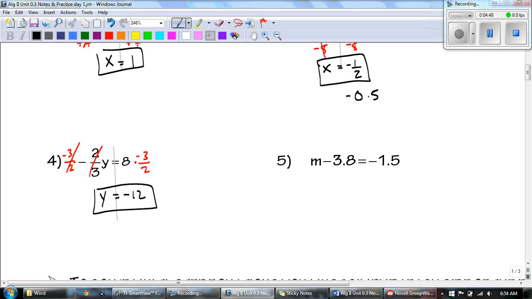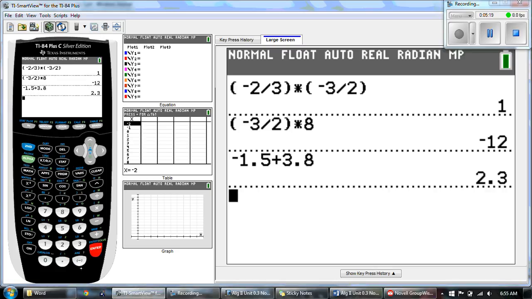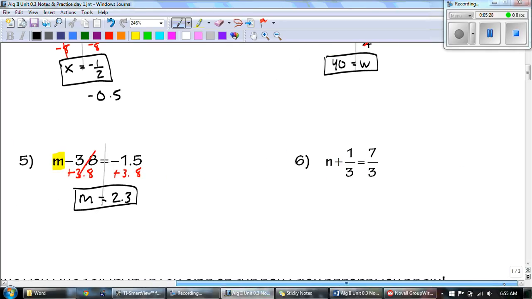All right, number 5. Just because there are fractions in there doesn't mean you get to give up. Okay, there is our variable right here. It's being subtracted. The opposite of subtraction is addition. All right, want to double check with your calculator what that is? Negative 1.5 plus 3.8, and we get 2.3.